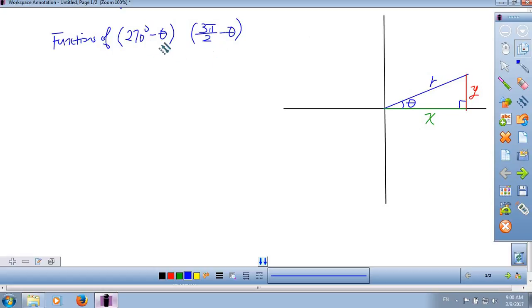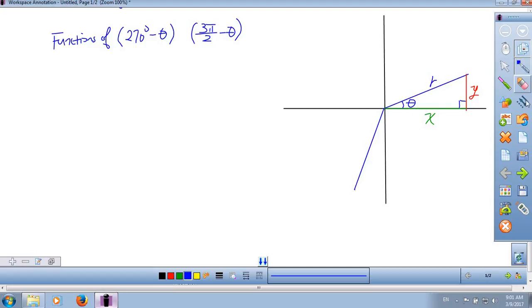Let's look at the functions of 270 degrees minus theta. Let's see how we can do this. So this is theta, right? Now if I draw an angle like this, that's 360 degrees minus theta. But 270 degrees is this, so from here I have to draw another 90-degree angle. So this is 360 degrees minus theta, and then minus 90 degrees again. That will give me an angle here.